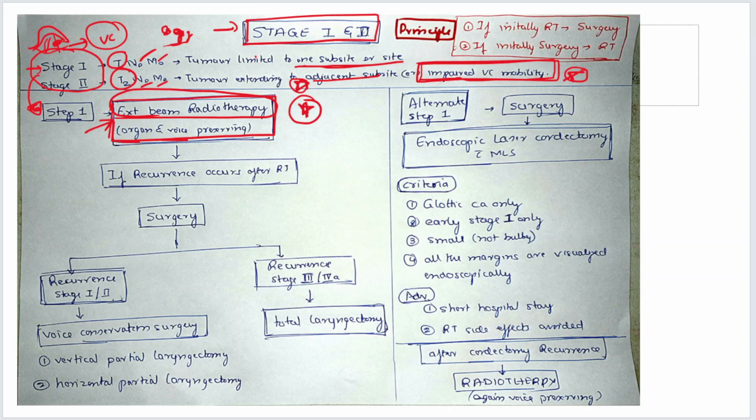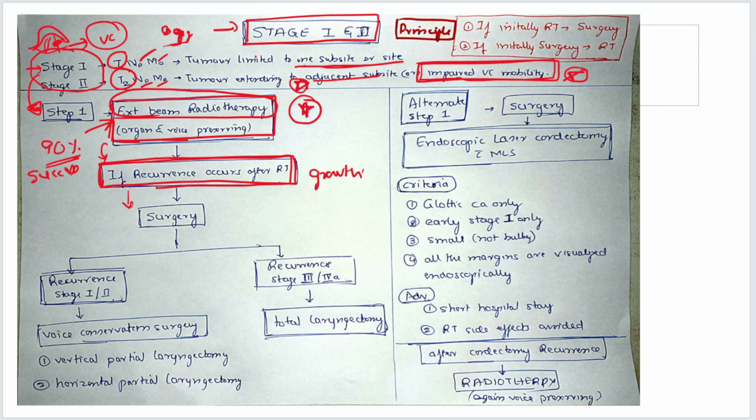Okay, suppose unluckily 90% of the patients will not have any recurrence. You will have a success rate of more than 90% of the cases. But unluckily, if the patient recurs, it means the disease has come back, the patient has presented again with a growth after giving radiotherapy. So there is a growth. Now you go for surgery.